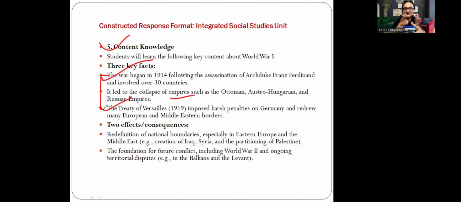If it's a topic about e-commerce or any other discipline, you have to give 3 major key facts about that. Then 2 effects or consequences. Redefinition of the national boundaries, right? They redesigned the boundaries after the World War, okay? The foundation of the future conflict, including World War II, ongoing. That's also a fact, because of the League of Nations' failure. This is the 5th step.